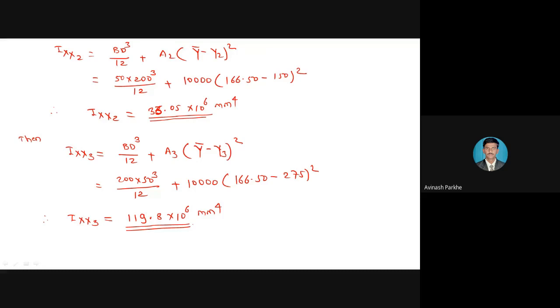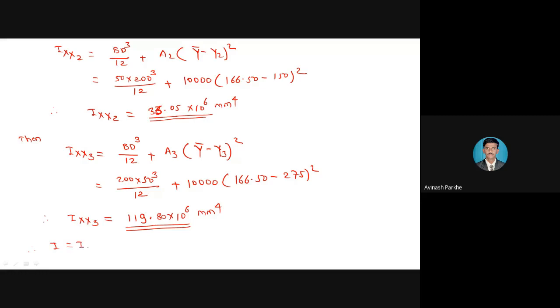Ixx3 is equal to 199 or 119? Please check. Some of you are representing the answer as 199.80. It is 119.80. Yes, 119.80 into 10 raised to 6. The 10 raised to 6 is very important. Yes, 119.80. Now make the addition.